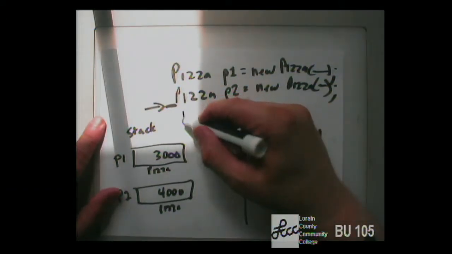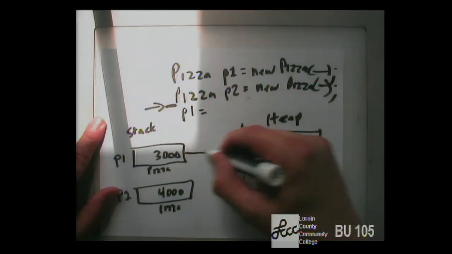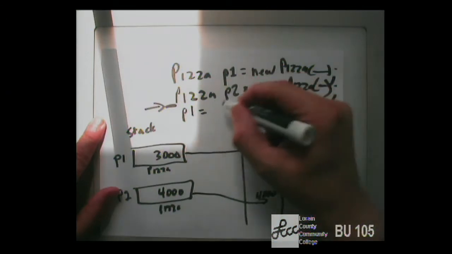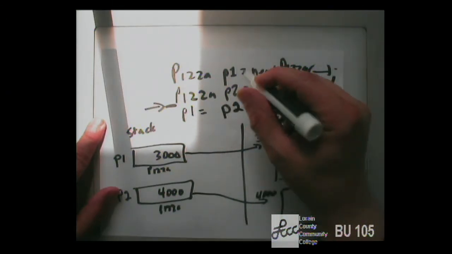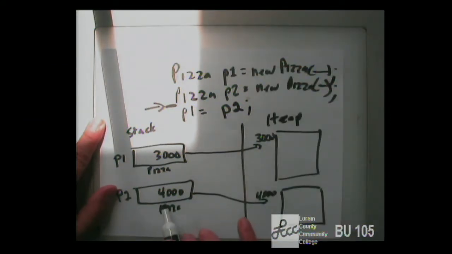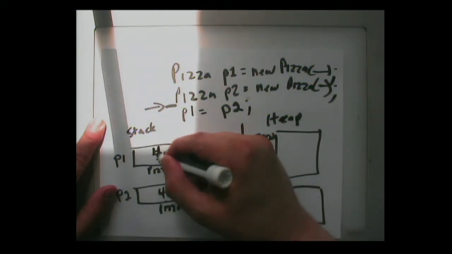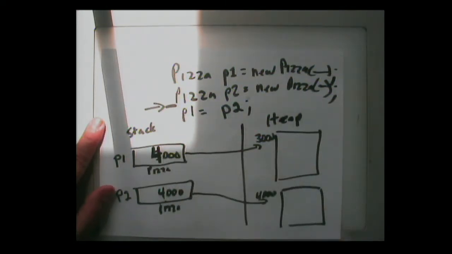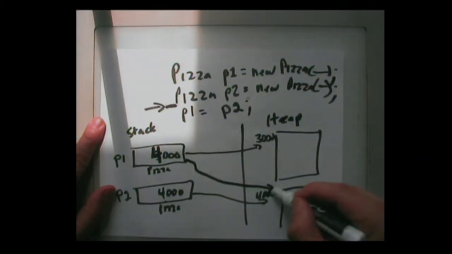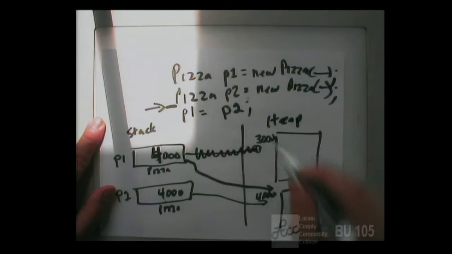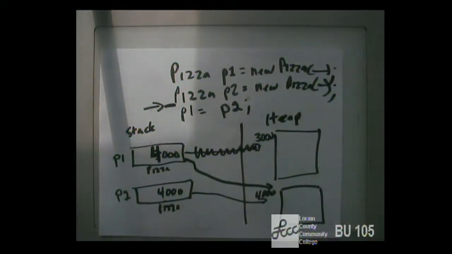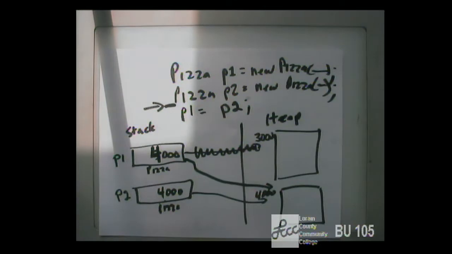Now, say P1. So this guy points to this pizza. This guy points to this pizza. If I were to say P1 equals P2, what does that do? Well, it's going to put the value of P2, the pointer, which is 4,000, here. So now P1 and P2 point to that second pizza, and no one points to that pizza in memory location 3,000 on the heap. At that point, that's a useless object to you because you have nothing pointing to it. All right? So it's lost to you.